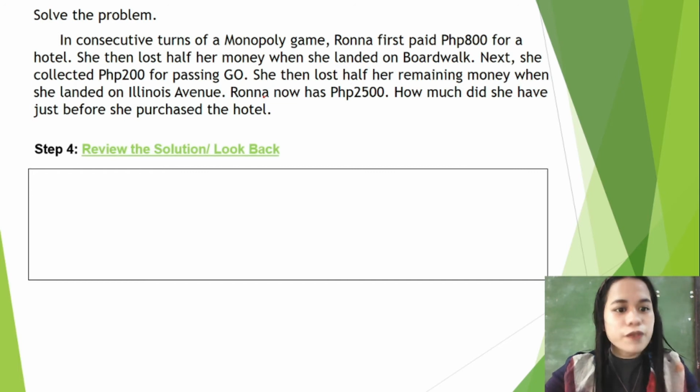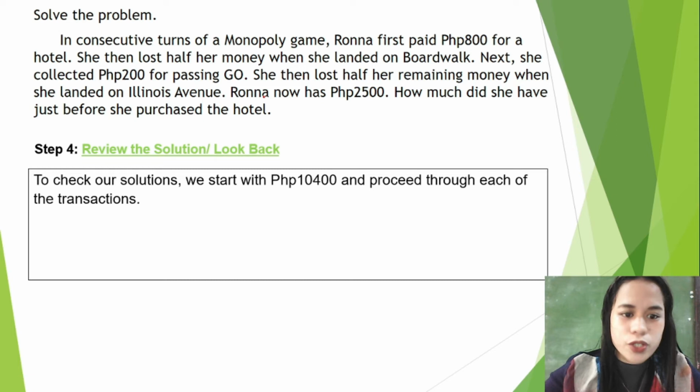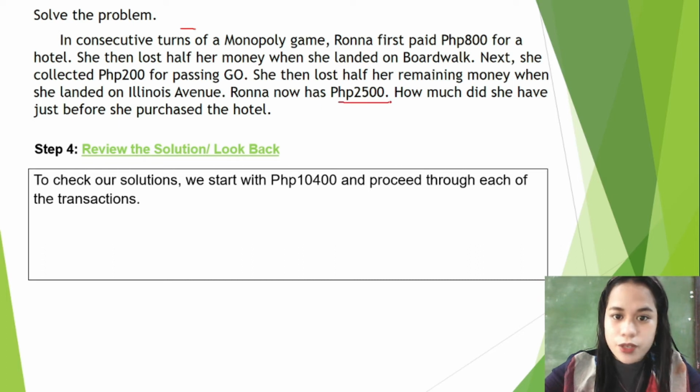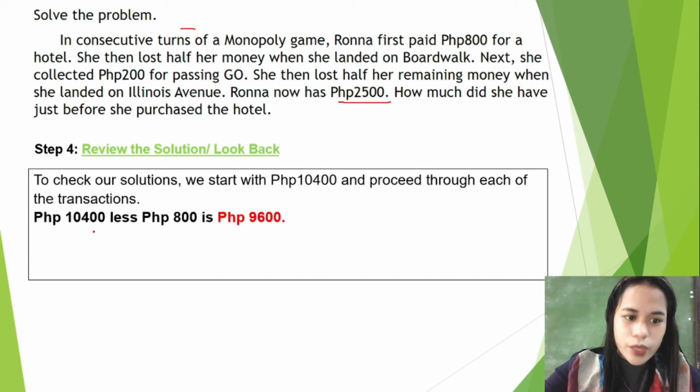Okay. So, to review the solution, this is the first step of Polya. We need to review the solution, kung tama ba yun. So, to check our solution, we start with 10,400. So, from this point, papunta naman tayo sa result, which is 2,500. So, we have 10,400, which is yun yung original money ni Rona.